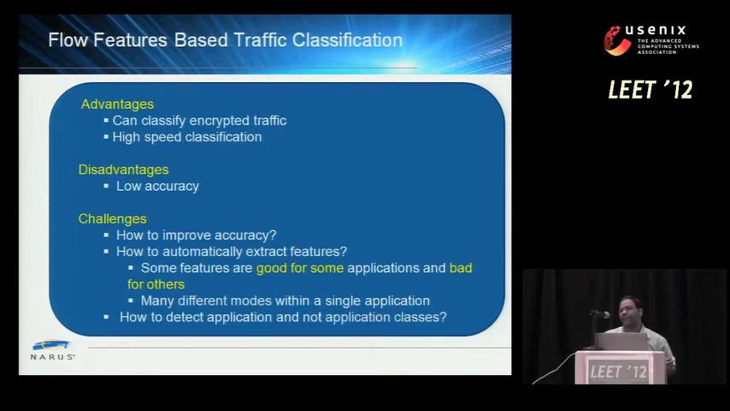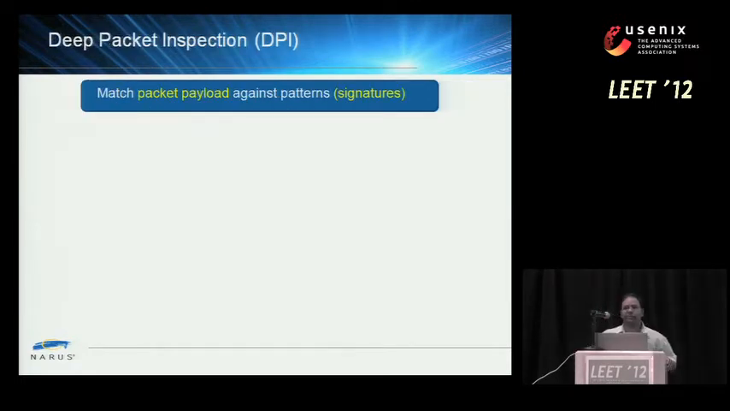In spite of the fact that these techniques can be used to identify encrypted traffic, and the classification speed is very high, these techniques never gained much traction in the commercial world. The main reason for this is that they have low accuracy. The commercial world in recent years has turned to deep packet inspection to obtain accurate traffic classification.